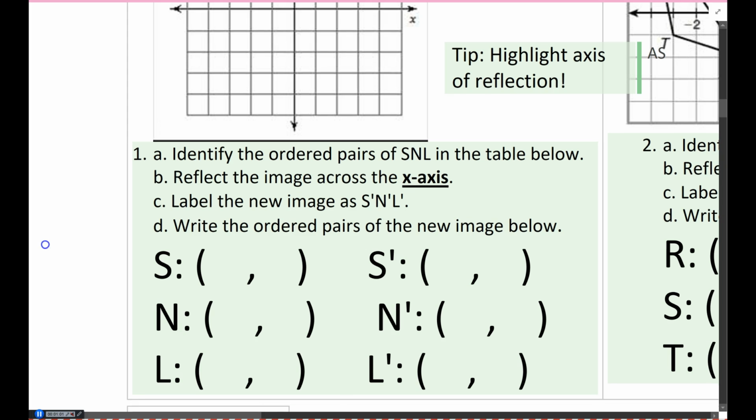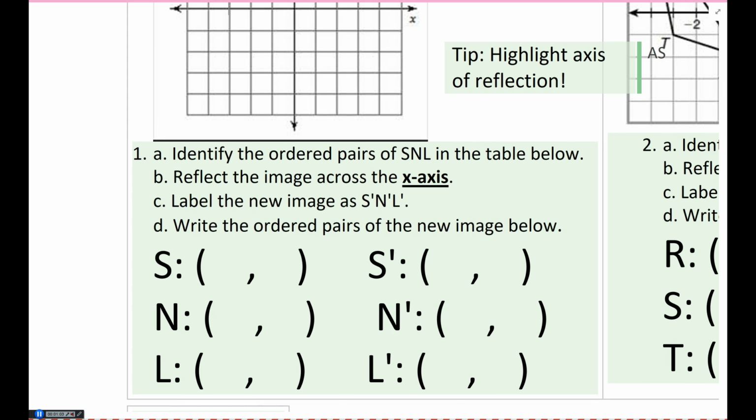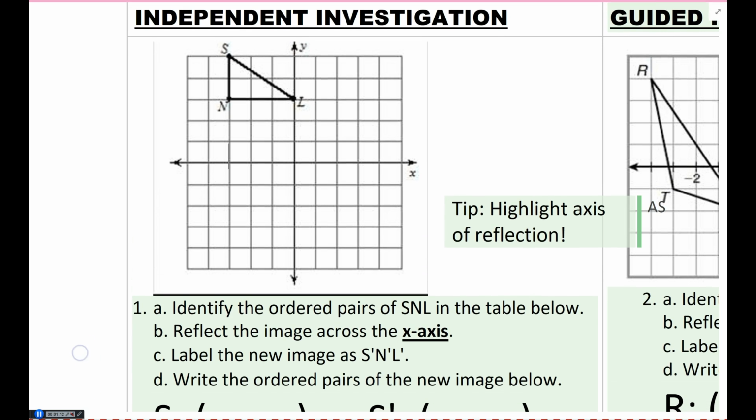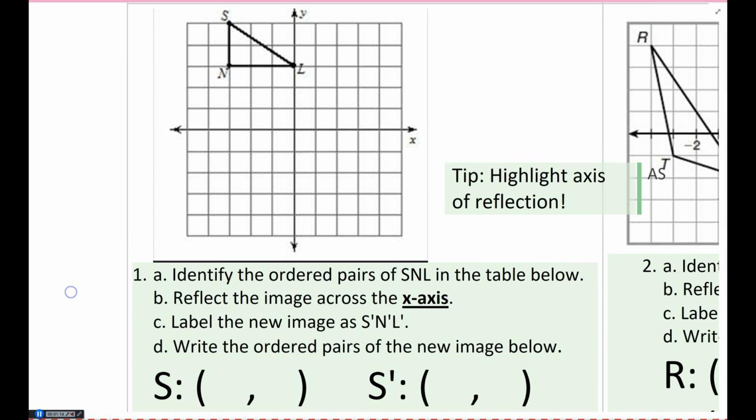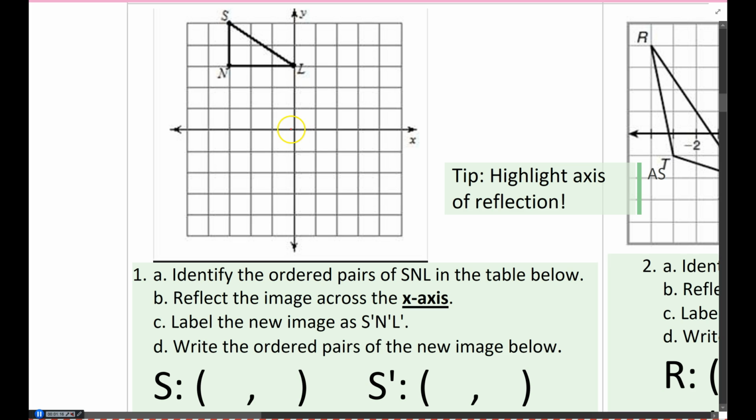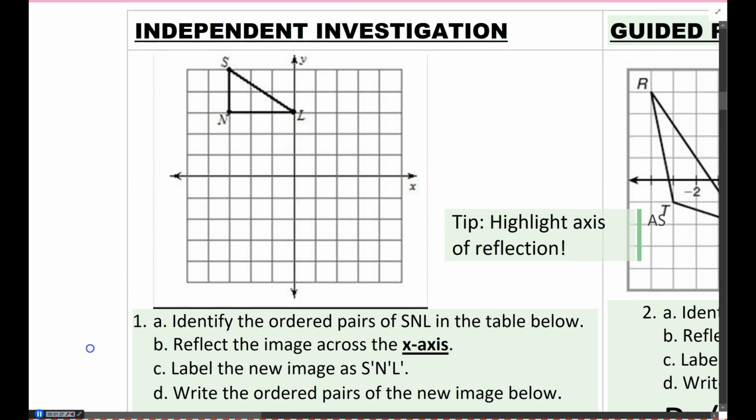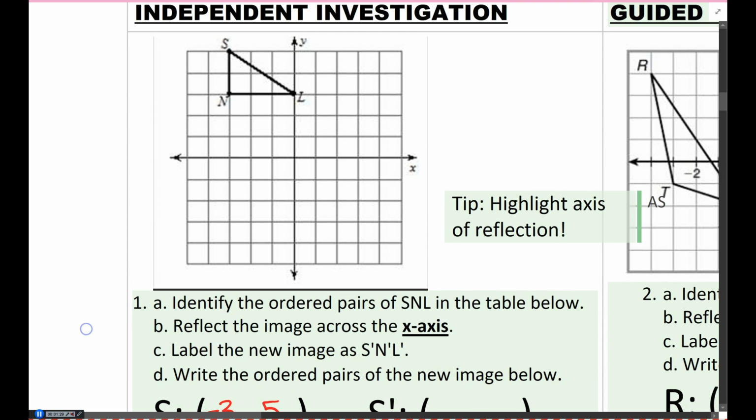So again, we're following these steps. Step A, or step one, is identify the ordered pair of figure S, N, and L in this graph. We're going to identify those below. So if I go through, I'm going to identify S first. S is at -3, 5. So again, you're going to be watching your students do this. This is an independent investigation. You're simply going to be observing what they're doing.